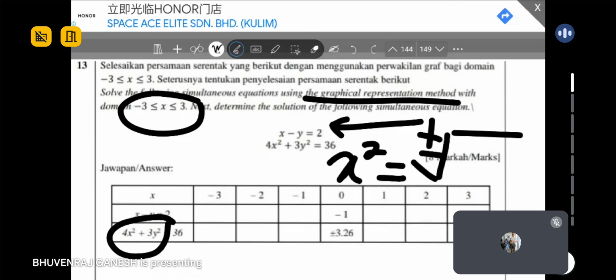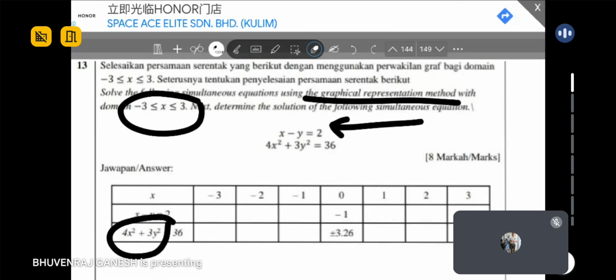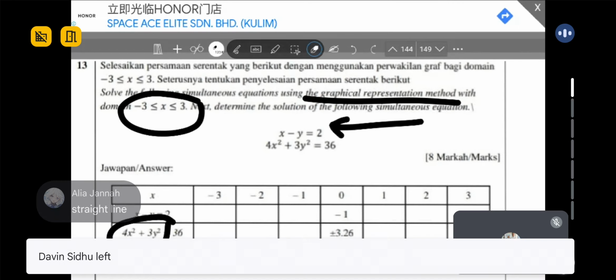Boleh faham? So make sure you take note of this one. Okay, so guys, first graph. What is the shape? Apa bentuk dia? Yang pertama. Sangat senang. You should have what type of graph, guys? Yes, straight line. Okay, graph linear.